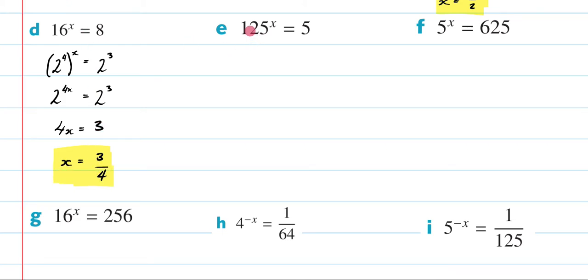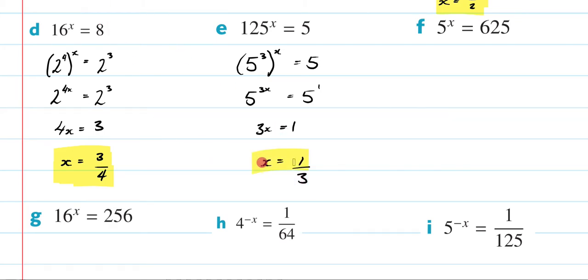Let's keep on going. We have 125^x equals 5. I know that 125 is 5 raised to the 3. So that's going to be 5 to the 3x equals 5. Remember, I know there's an invisible 1 here. Because 5 raised to the 1 is 5, it's perfectly fine to write it like that. Then I'm going to equate my indices. It's going to be 3x equals 1. I then am going to rearrange to solve for x. It's going to be x equals 1 over 3. Grab my highlighter, highlight that one. Let's keep on going. We're doing well.